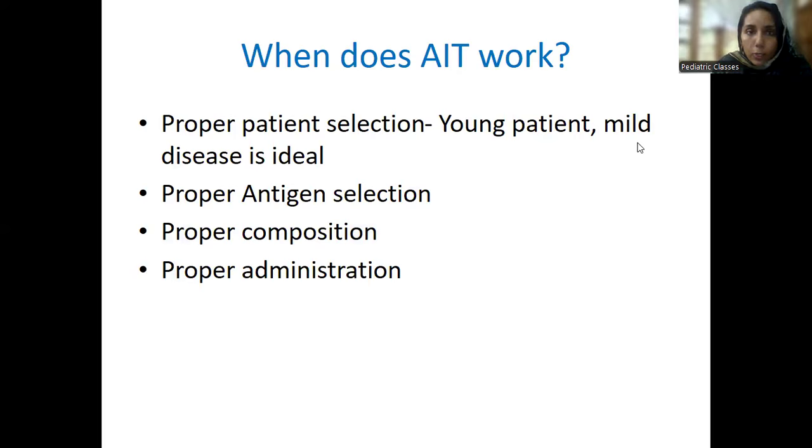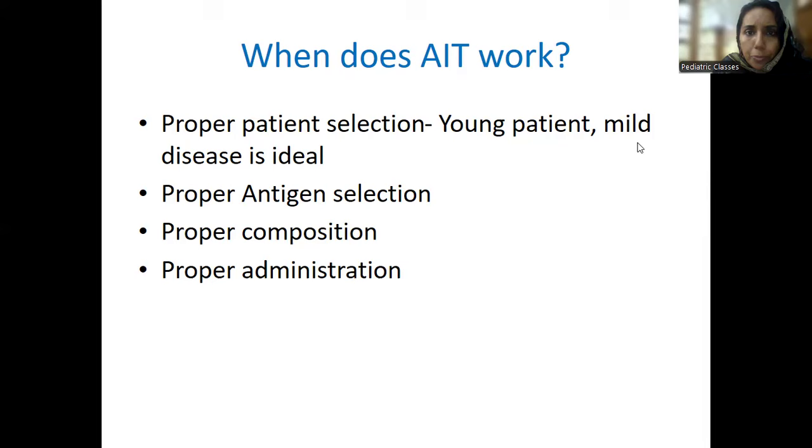So when you take the history, you ask the patient whether the patient is having symptoms throughout the year, whether it is not a seasonal one, it's a perennial one. You ask whether the patient is having symptoms more indoor or more outdoor or both. If indoor, probably it is indoor allergens, we have to give more importance, or if outdoor we have to give importance to other allergens. So we have to do proper antigen selection, proper composition, and proper administration.